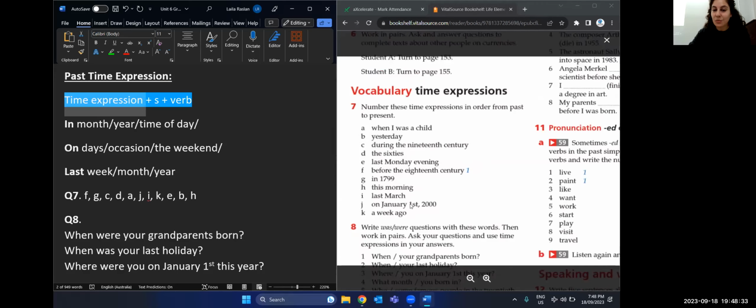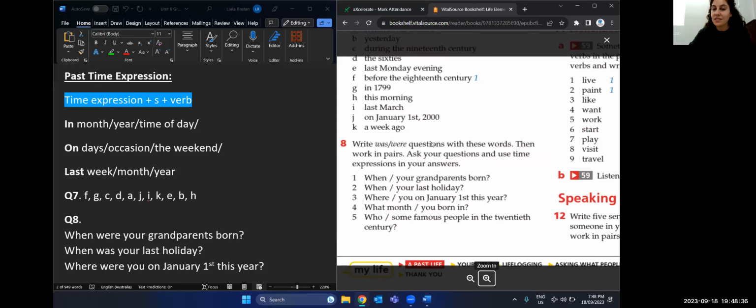Okay, good. Number 8, we're going to write was or were questions, making sentences with these. You start the question with when, where, what, why, who. Let's make these into sentences and know that we need to add the verb to be. So was or were. Remember, was is for I was, he, she, it was. Were is for we were, they were, and you were. Okay, so let's make full sentences for 1 to 5, for number 8.